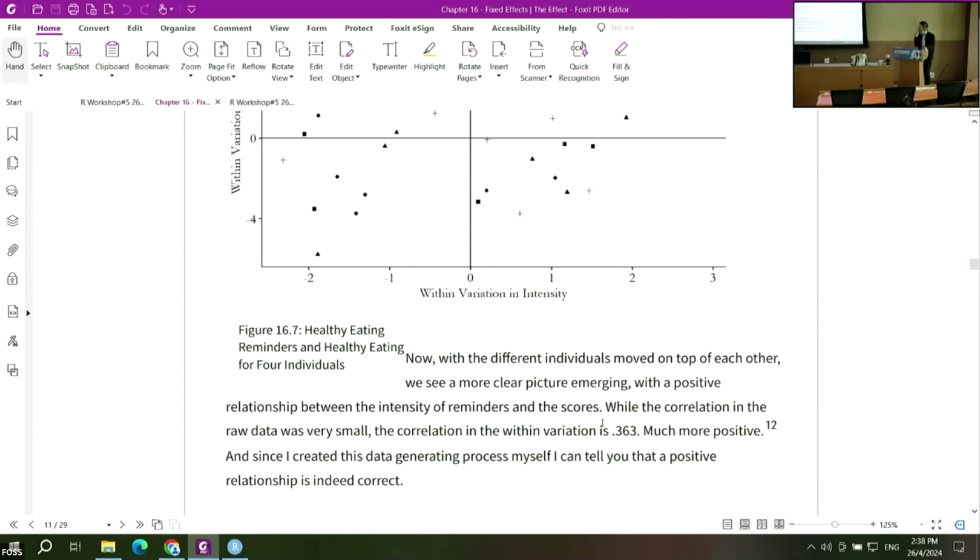So it changed from the negative relationship to the positive relationship between intensity of reminders, because we are now able to put them on top of each other and then identify more clearly what the correlation is. But again, while the correlation in the raw data was very, very small, the within variation is that much, that 0.3, much more positive. And since this is a positive relation, it is actually correct.